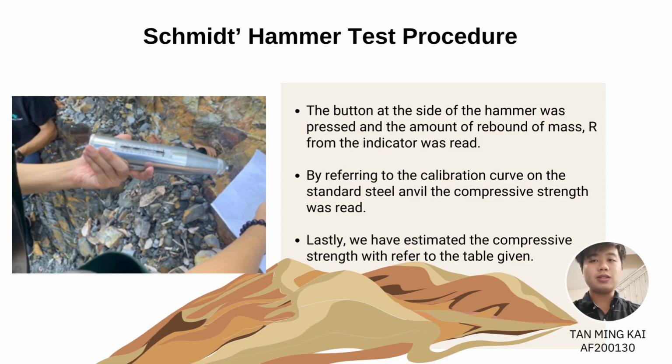After that, the button at the side of the hammer is pressed and the amount of the rebound of the mass, R, from the indicator is read. By referring to the calibration curve on the standard anvil, the compressive strength is read. Lastly, we have to estimate the compressive strength with reference to the table given.